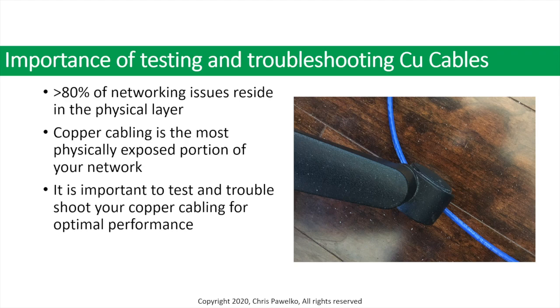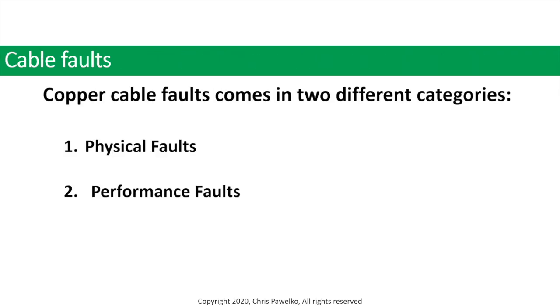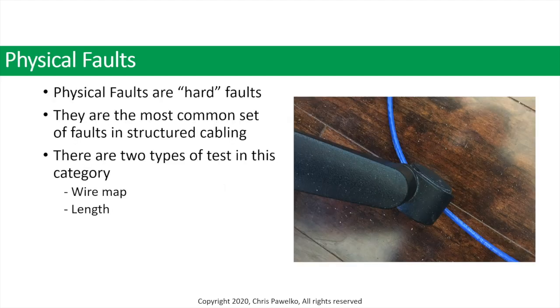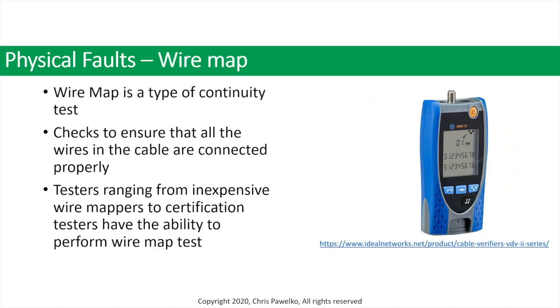optimal performance. Now, if we take a look at cable faults, copper cable faults come in two different categories. So there's the physical faults and the performance faults. Physical faults are what I call hard faults. They're the most common set of faults in structured cabling, and we can break this category down into two different types of tests for this category of faults. So we're going to take a look at wire mapping and length measurements.